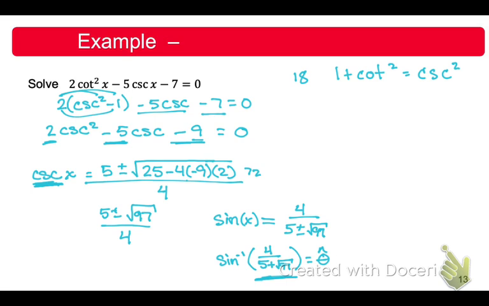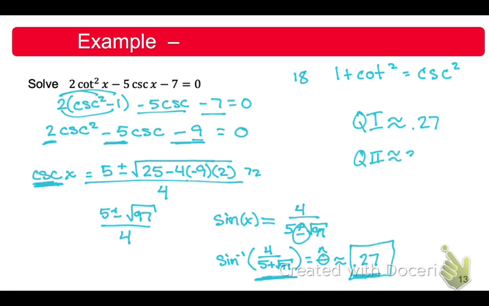So the reference angle is 0.27. And then you would add and subtract that from pi and 2 pi. Because you have to get all 4 quadrants since you have plus and minus. So quadrant 1 is approximately 0.27. Quadrant 2 is pi plus 0.27, so that's 3.41. Quadrant 3. Oh, wait, this is quadrant 3.